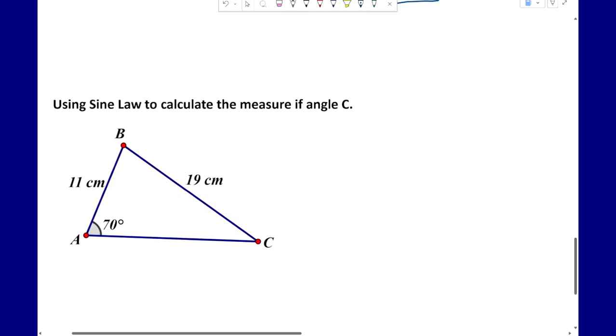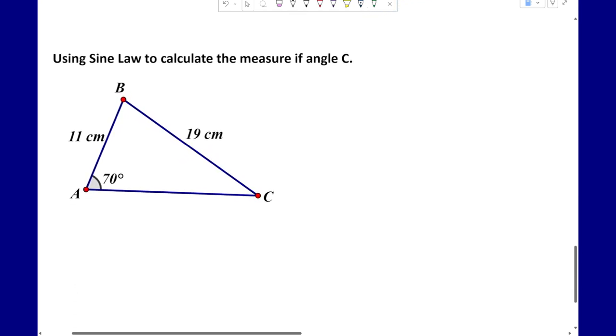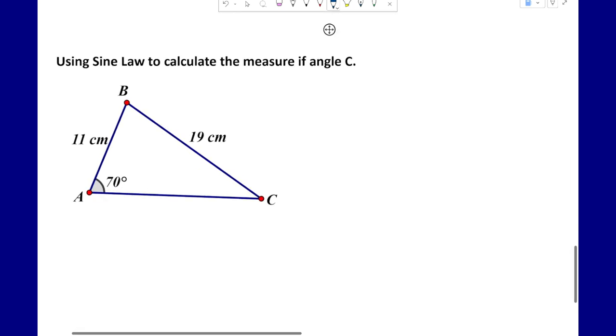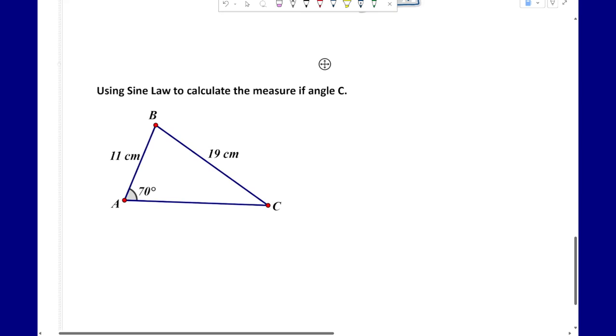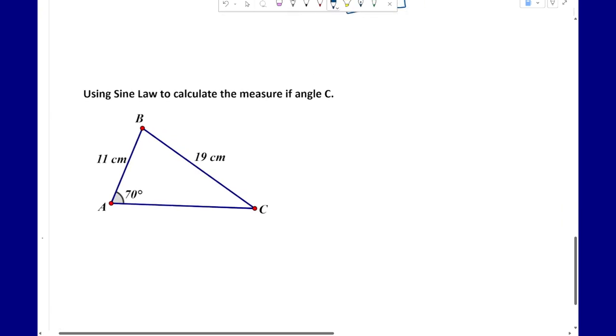Let's look at a scenario now where we have to use sine law to calculate an angle. So here I want to find angle C. That is going to be this angle here. And again, because we're asked to use sine law, it should be a non-right angle triangle, which we can tell it is. There's no right angle indicated.